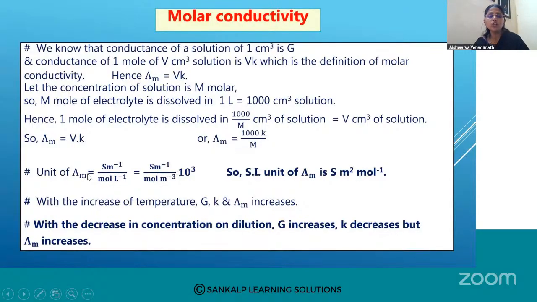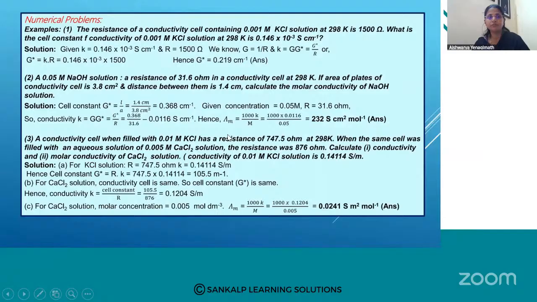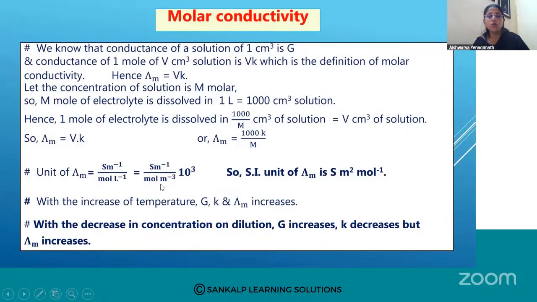What are the units of molar conductivity? The units of molar conductivity are Siemens per meter, the unit of kappa, divided by moles per liter, the unit of molarity. That is equal to Siemens per meter by moles per cubic meter. So when you solve numericals, we want all the factors in 10 raised to 3. So the SI unit of molar conductivity is Siemens meter square per mole.